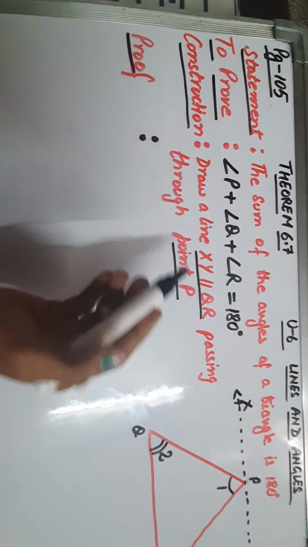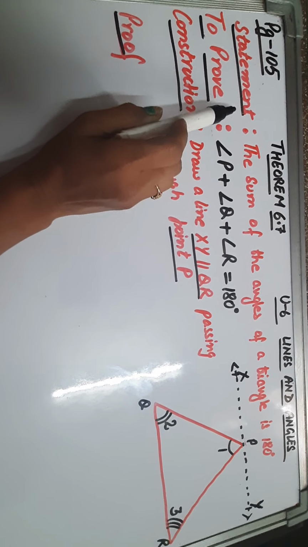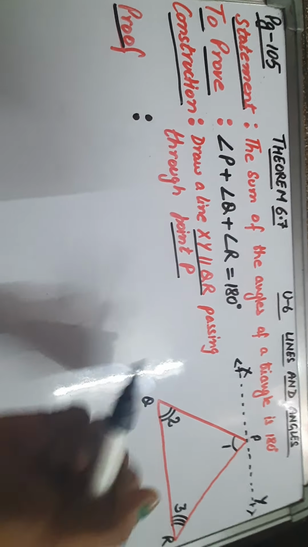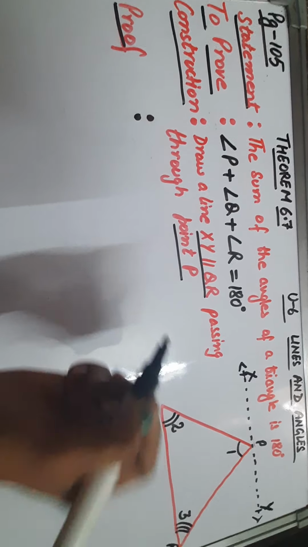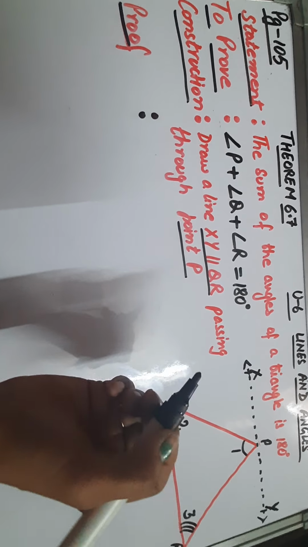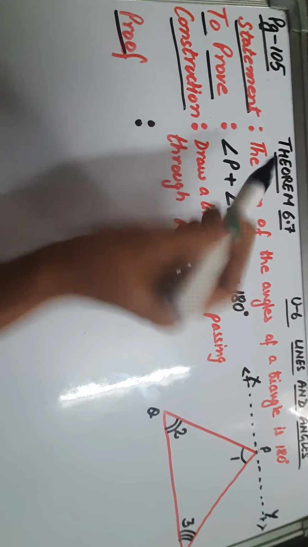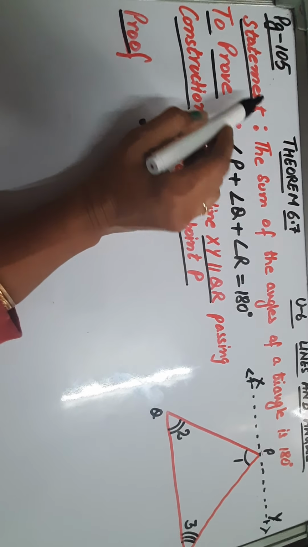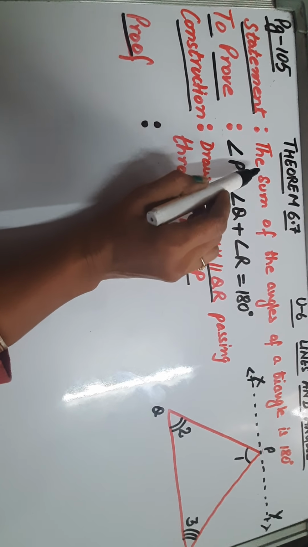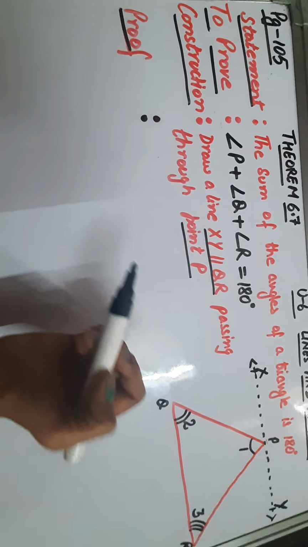So very first of all, we will write down the various steps. In the first step, we will write the statement. Like in the question, they can ask you to prove the angle sum property of a triangle, or state and prove the angle sum property of a triangle. In that case, when state is given to you, you have to write the statement also. The statement is the sum of the angles of a triangle is 180 degrees.